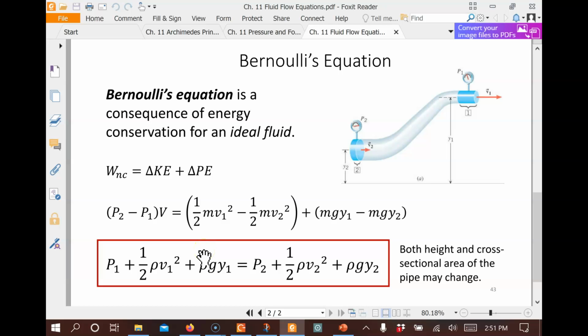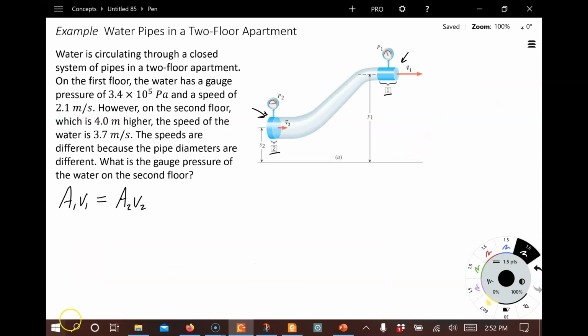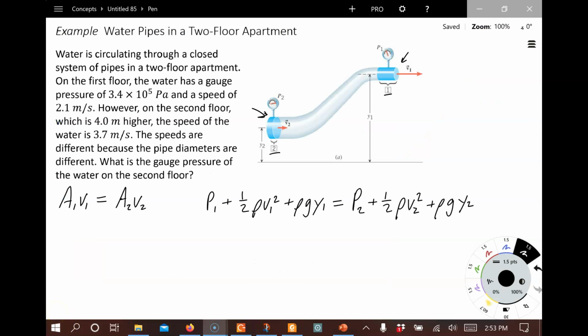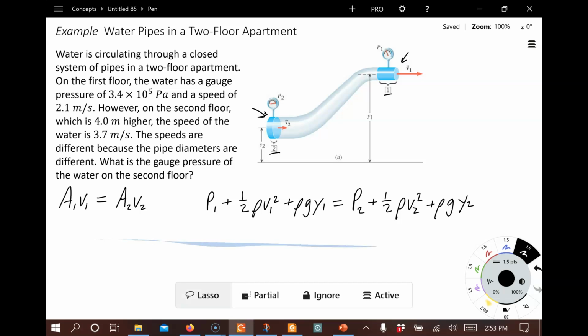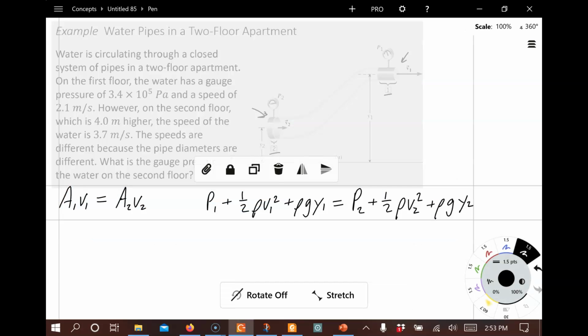And this is written in a way that we have a certain sum of these three terms at one point, and when we add them up at any other point, although the individual p, v, and y values may change, the sum of those three will be the same as it was at any other location. That is Bernoulli's equation. So let's go ahead and write that one down. So there's Bernoulli's equation. And let's go ahead and label these just for a second so we remember what these are called.